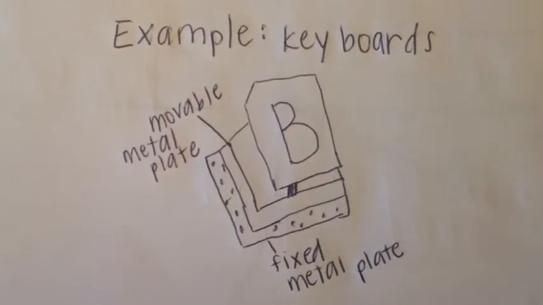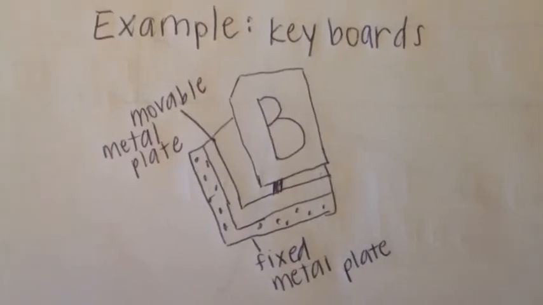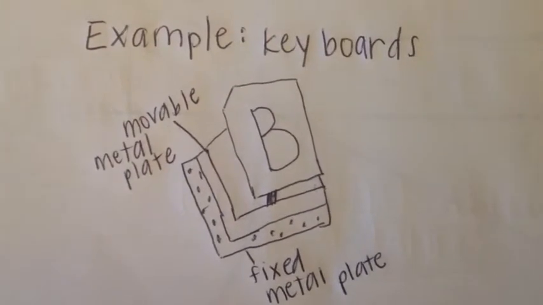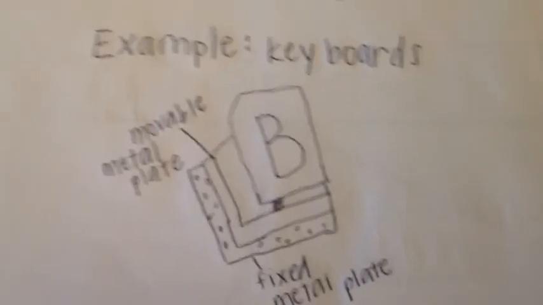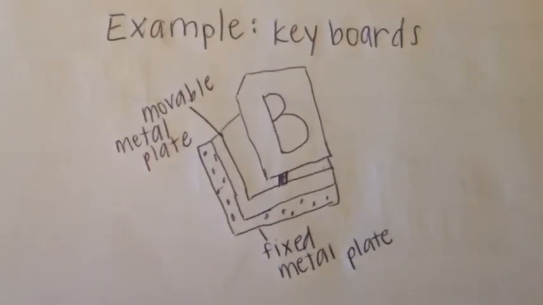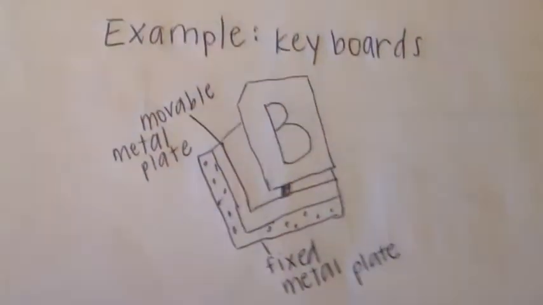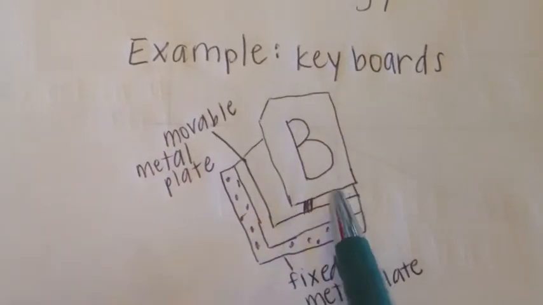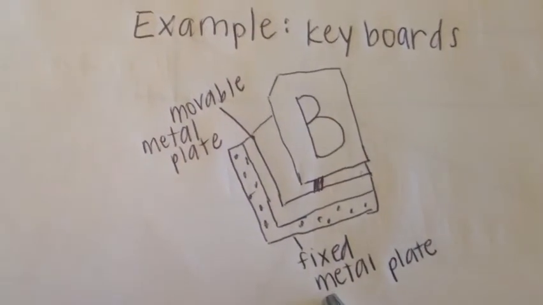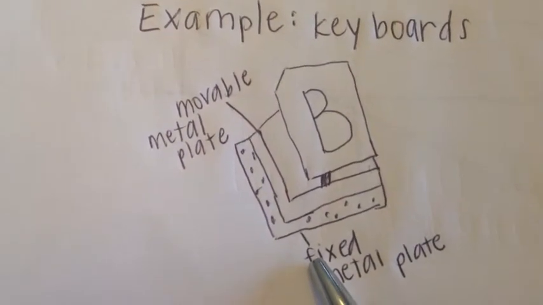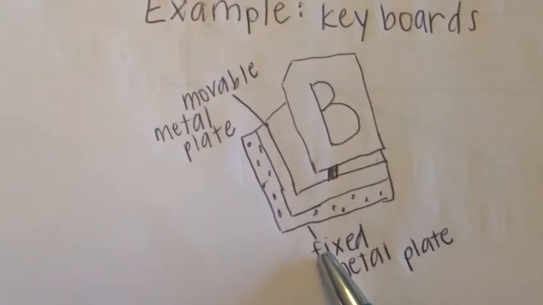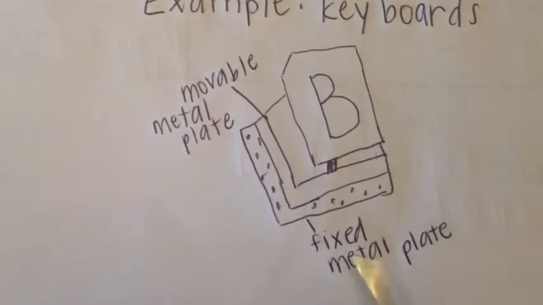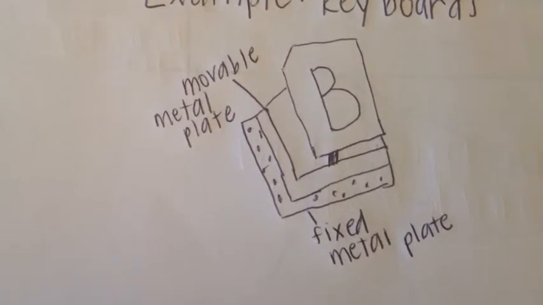An example of a capacitor would be a typical keyboard. A parallel plate capacitor is often found in older keyboards, but not in the high-tech ones in today's world. In this keyboard, you have a movable metal plate, which is right under the key, and then you have a fixed metal plate, which is at the bottom. A parallel plate capacitor design is the design that is most typically used throughout physics.